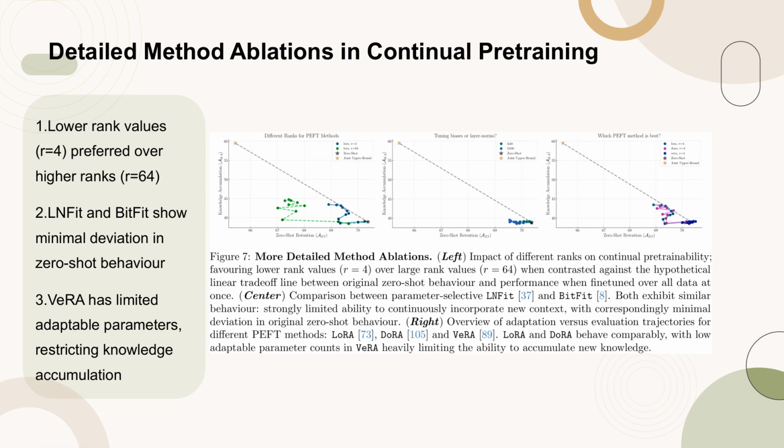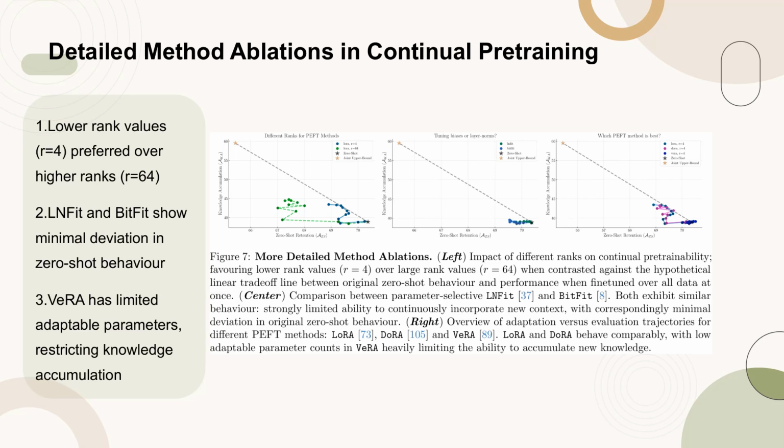Figure 7 provides a detailed comparison of various parameter-efficient fine-tuning (PEFT) methods in the context of continual pre-training. On the left, it highlights the impact of different ranks, suggesting that lower rank values, R equals 4, are more effective than higher ranks, R equals 64, when considering the trade-off between original zero-shot performance and full fine-tuning performance.